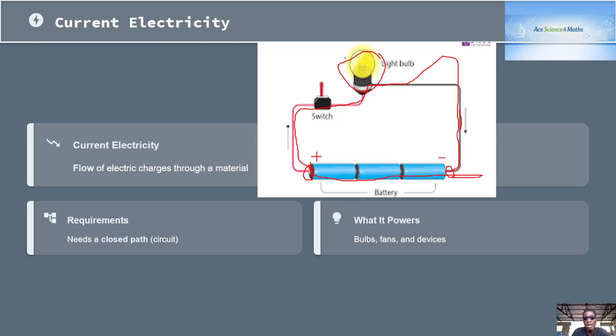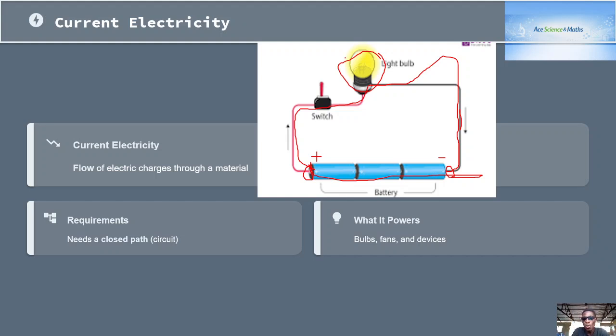The key thing to carry from this lesson is that current electricity requires a path and a voltage difference, which we'll dive into in our next slide. It requires what? A path and a voltage difference. And it is used in all electric devices, from lights to computers, fans, motors, among others. So this is the concept of current electricity.